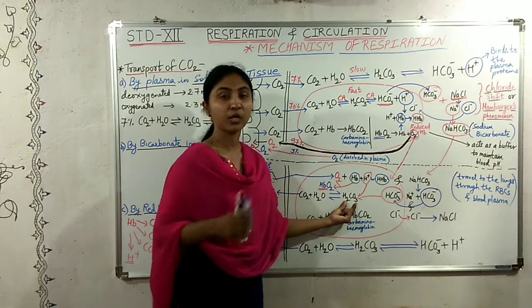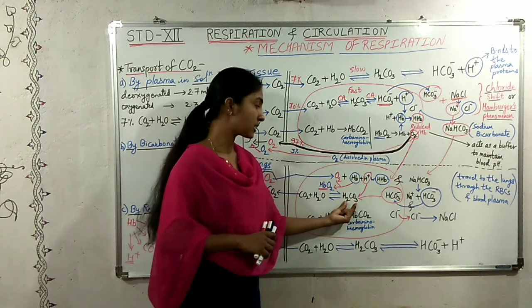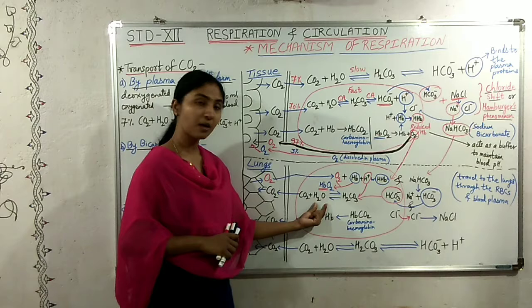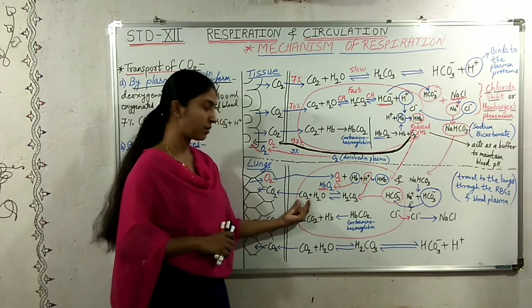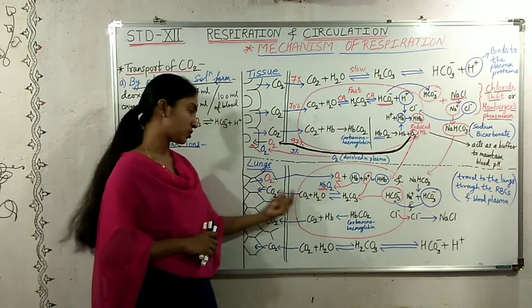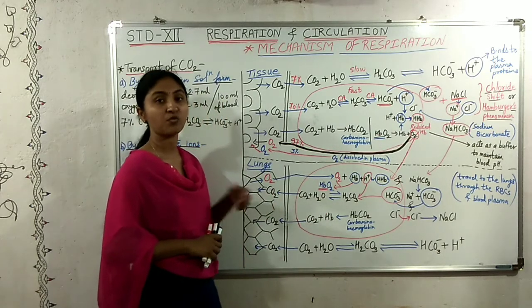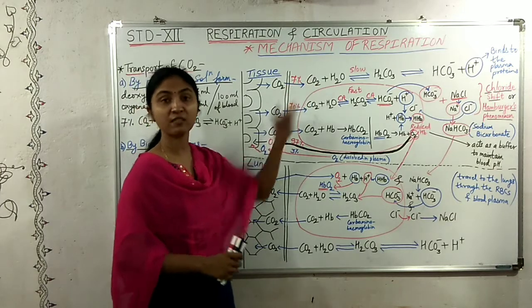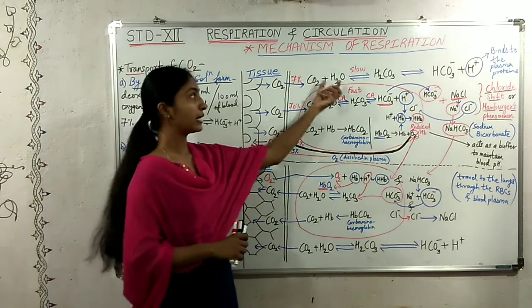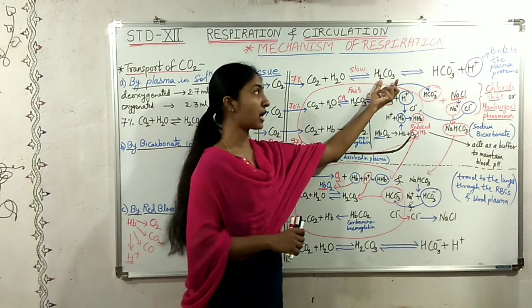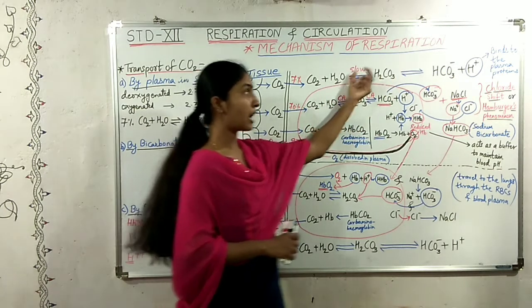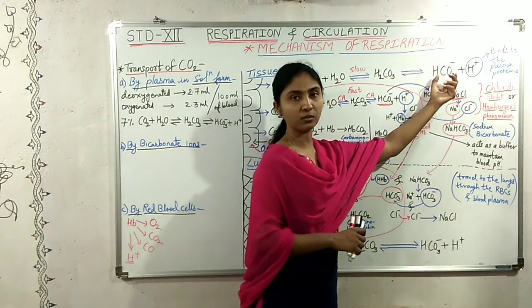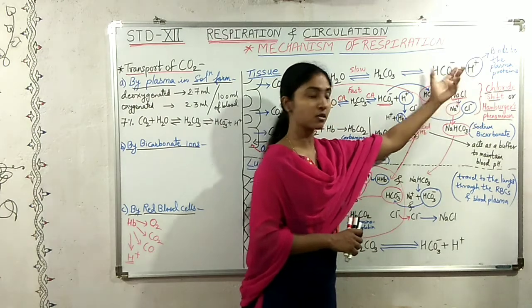As we know, the carbonic acid is unstable. This carbonic acid splits up into water and carbon dioxide, and then this carbon dioxide is given out to the lungs for exhaling. Same thing happens with the carbon dioxide which is in dissolved form. It gets dissolved in water to form carbonic acid. That carbonic acid splits up into bicarbonate and hydrogen ions.